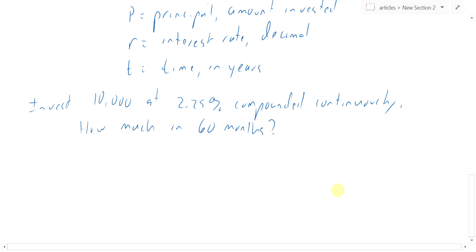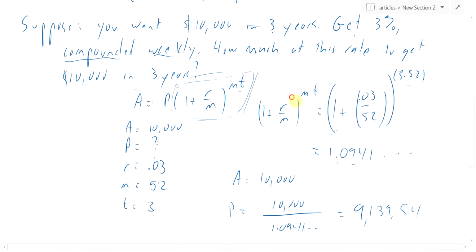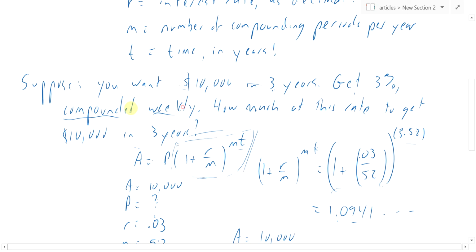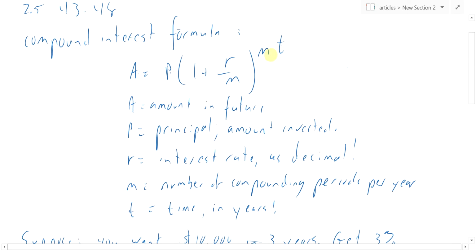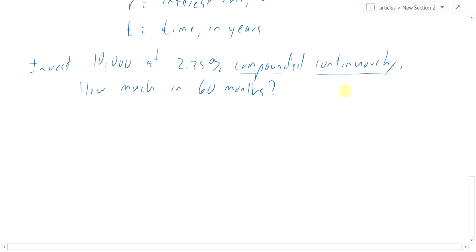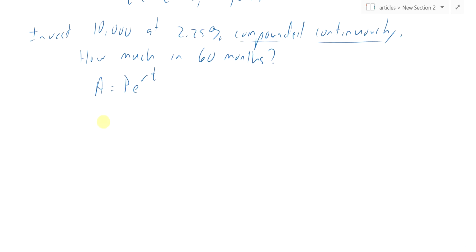Okay. And note, if you have a problem that says compounded continuously, then you have to use the continuously compounded interest formula. If you have a problem where they say it's compounded weekly, compounded monthly, compounded annually, something like that, then you have to use the compound interest formula. So let's go back down to our problem. Compounded continuously, so we're looking for the continuously compounded interest formula. A equals P e to the RT. Four variables here, A, P, R, and T. e, of course, in this formula is just a number, 2.7.